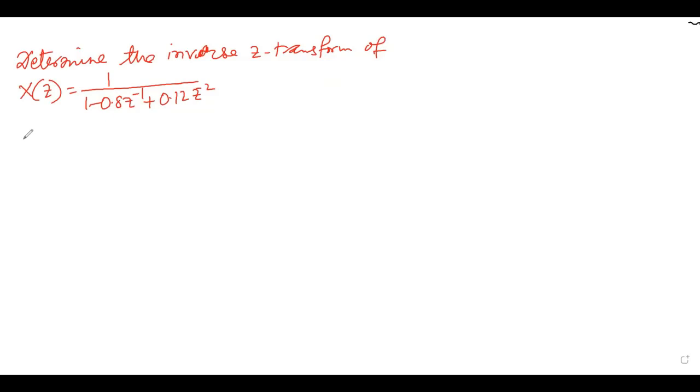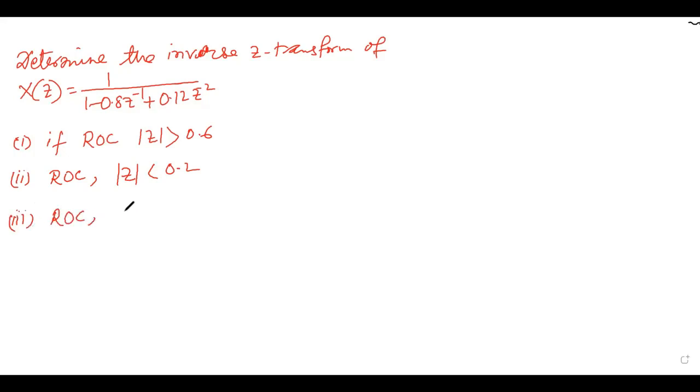Now there are conditions given. 1, if ROC is greater than 0.6, 2, if ROC is less than 0.2, and 3, if ROC is 0.2 less than |z| less than 0.6. Okay, find the inverse Z transform for the following regions of convergence.